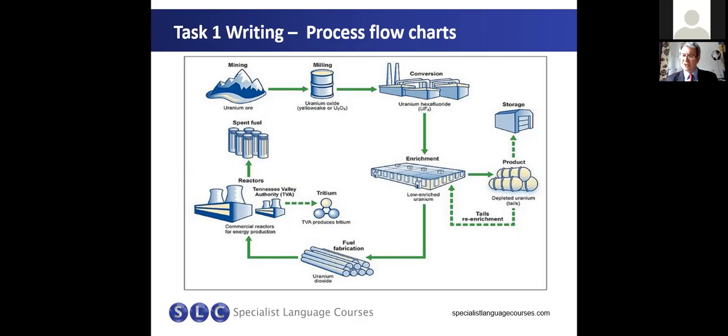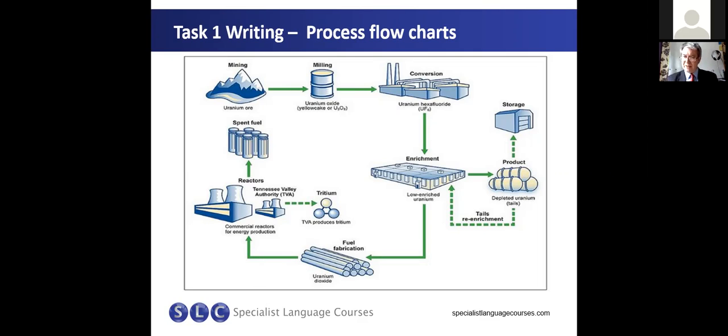Let's have a look at the sub-process out to the right. From the enrichment, there are products here. The product depleted uranium. We don't need to know what that's used for. We just have to know that that's a product of enrichment. Sometimes they will go back to be re-enriched. The tails go to re-enrichment. Sometimes they're just sent for storage. So there are 2 dotted lines. It's an alternative there. So that's fairly straightforward once we have a look at it.